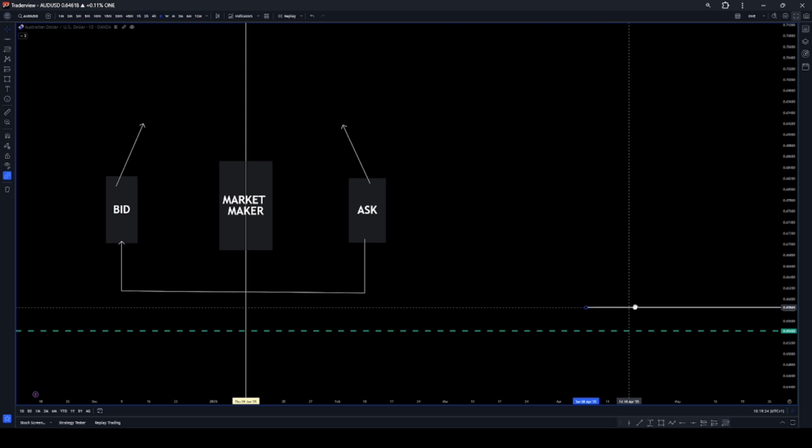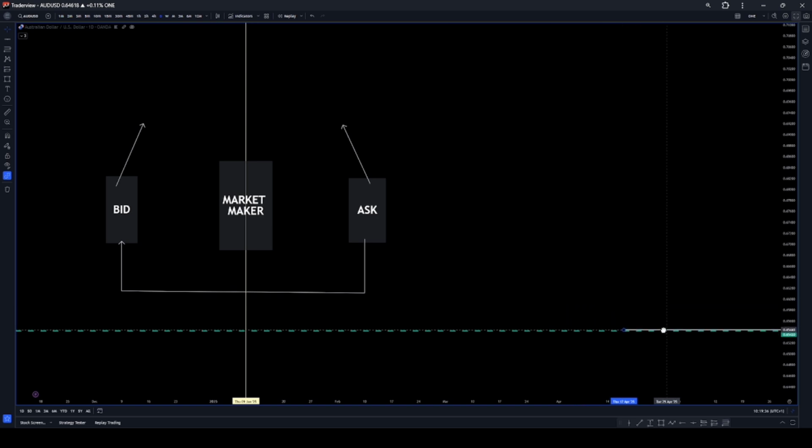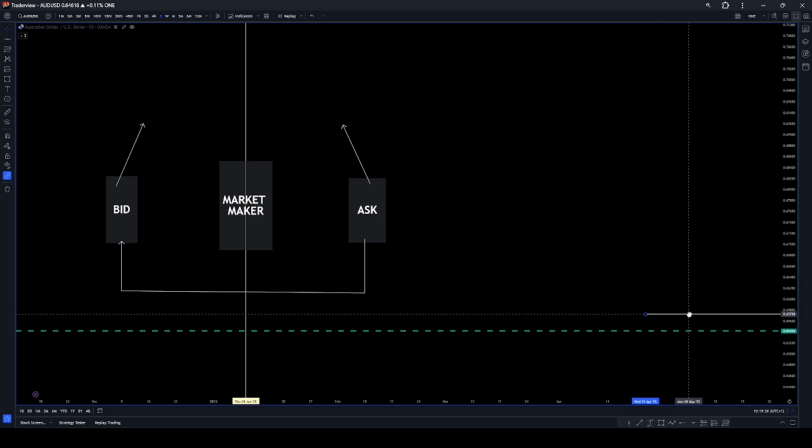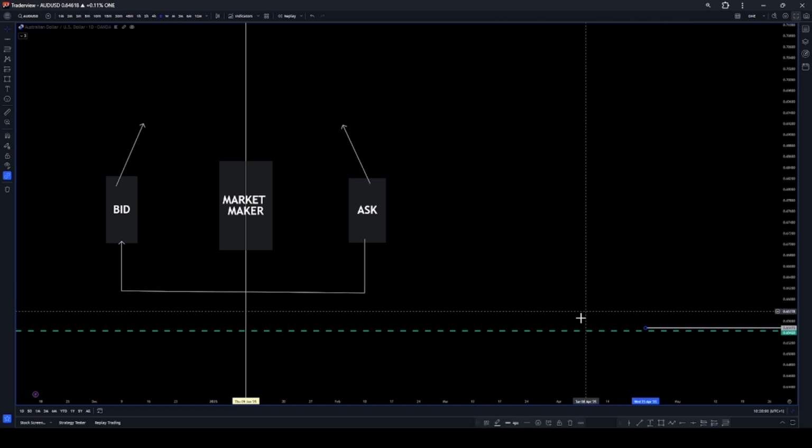So if you are buying from them, you have to pay the spread, which is higher. And then if you are selling, you have to accept their bidding price, which is definitely lower. So yeah, that's how spread, bid and ask works.